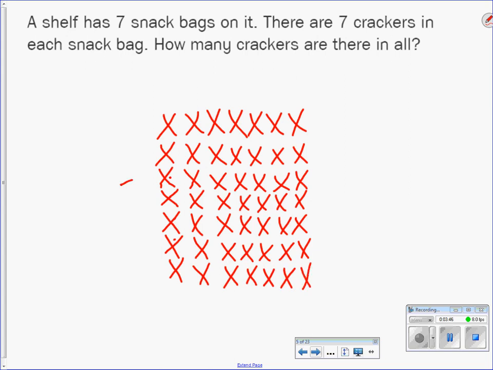Okay, and here we have a 7 by 7, which would be 7 times 7. I have the same number of rows as I have columns, and if I were to add all of those up, I would come up with 49.